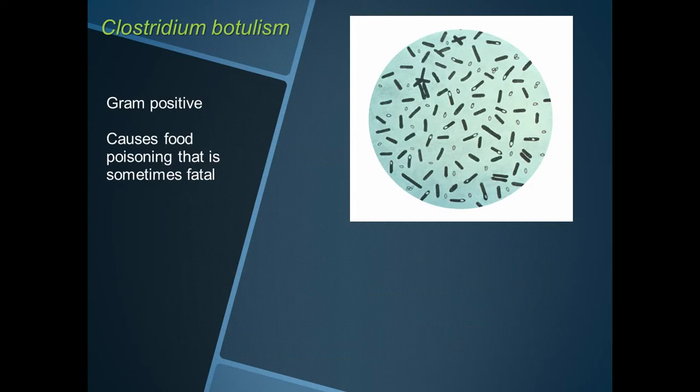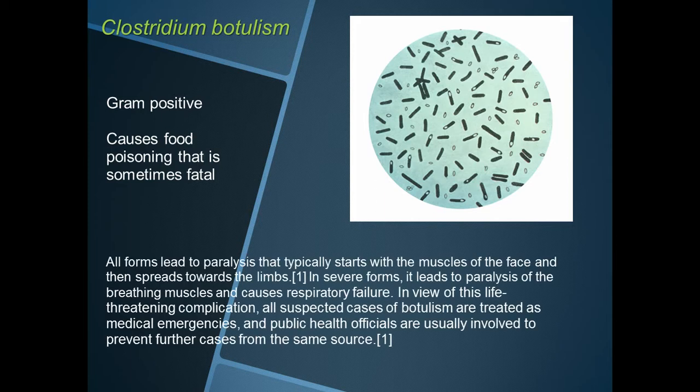Clostridium botulinum is a gram-positive bacteria that causes food poisoning that can sometimes be fatal. All forms of botulism lead to paralysis that typically starts with the muscles of the face and then spreads toward the limbs. In severe forms, it leads to paralysis of the breathing muscles and causes respiratory failure. In view of this life-threatening complication, all suspected cases of botulism are treated as medical emergencies, and public health officials are usually involved to prevent further cases from the same source.